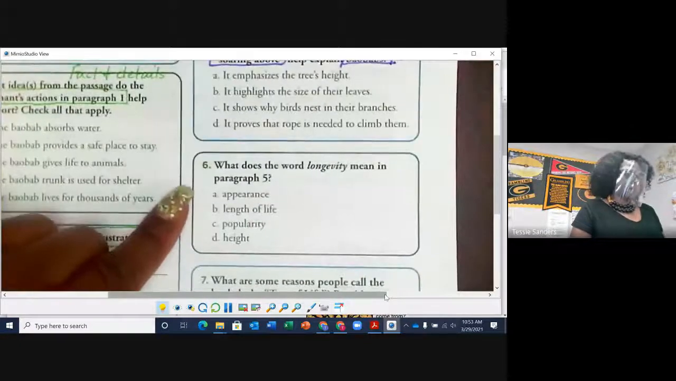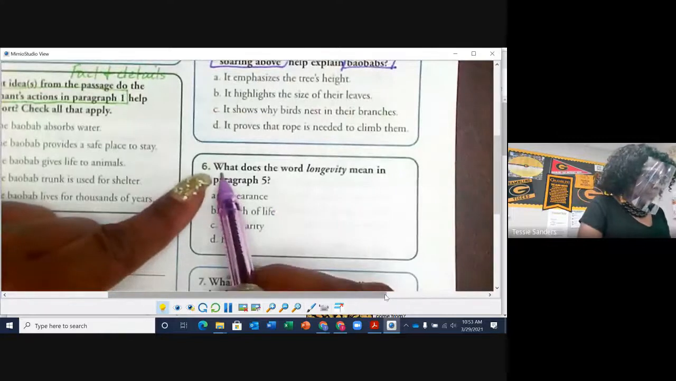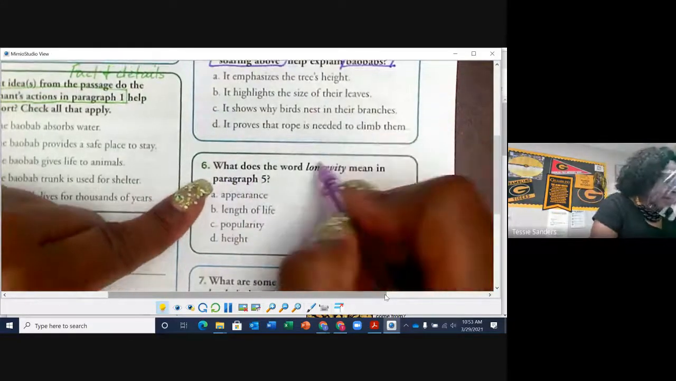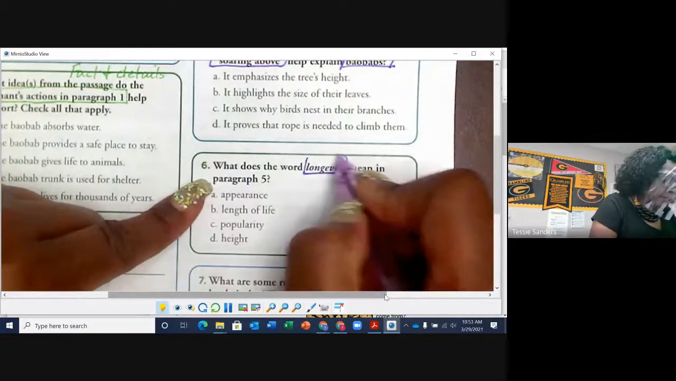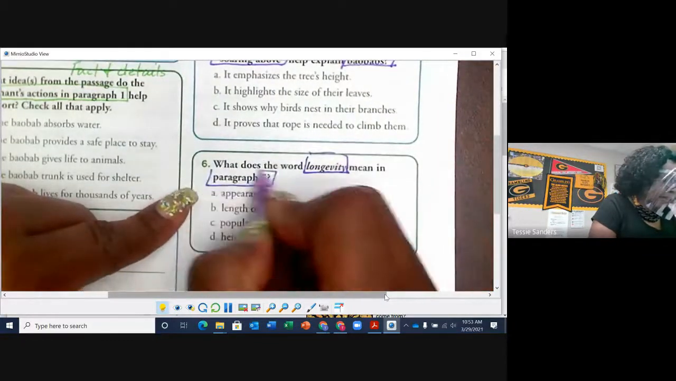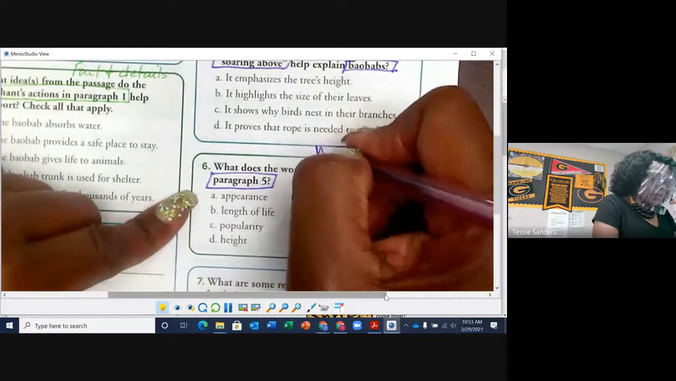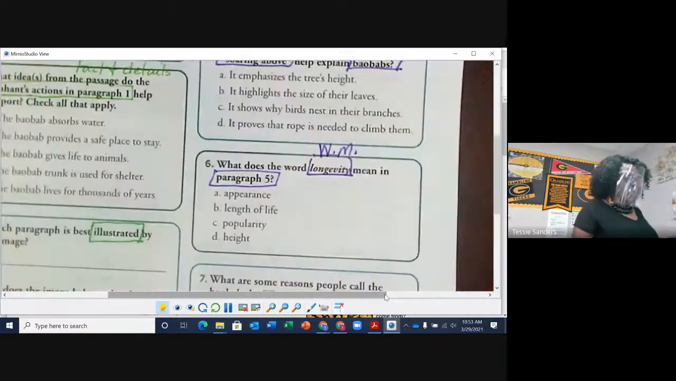Look at number 6. Read, please. What does the word longevity mean in paragraph 5? Put a box around longevity. It's found in paragraph 5. Again, this is a word meaning question.